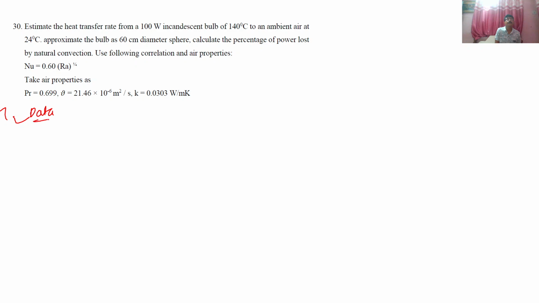So data: estimate the heat transfer rate from a 100 watt. So Q is already given. In most problems Q is unknown. In this problem they have given 100 watt. Watt is the unit of heat transfer rate. So Q is given, 100 watt.